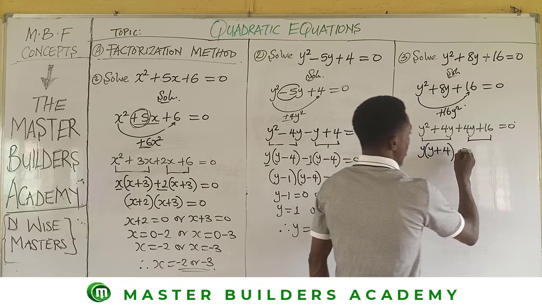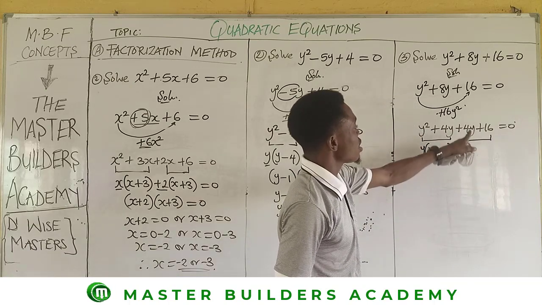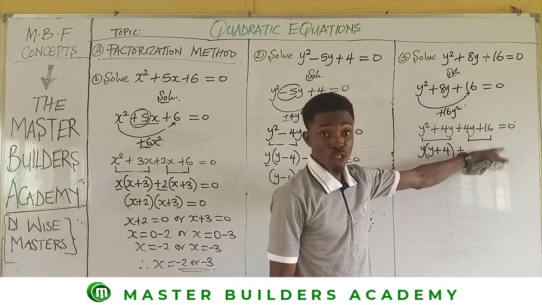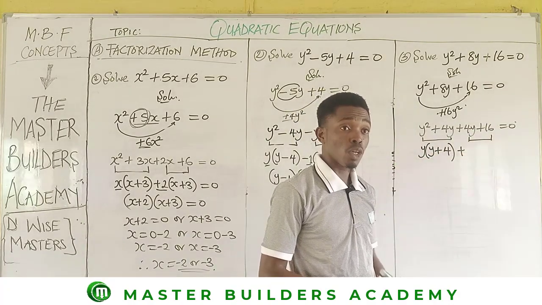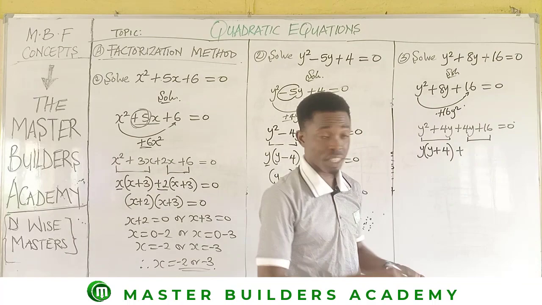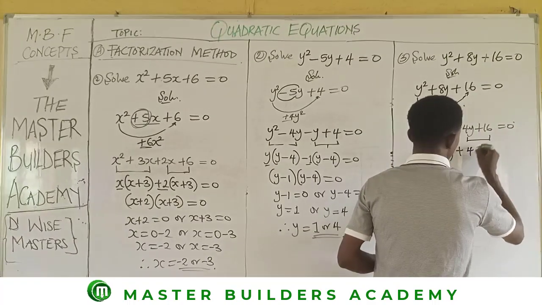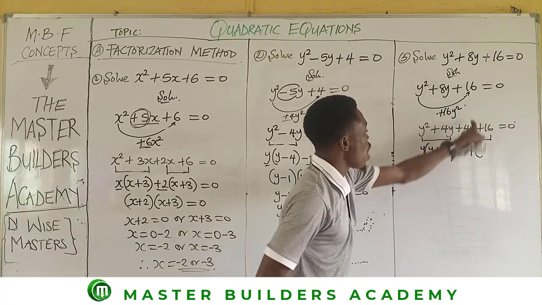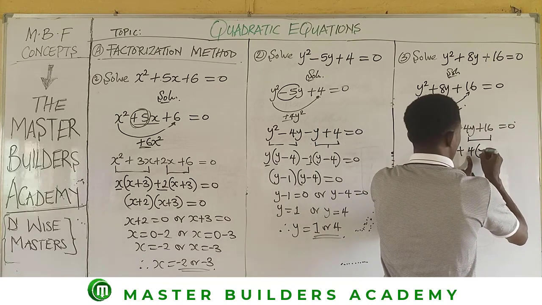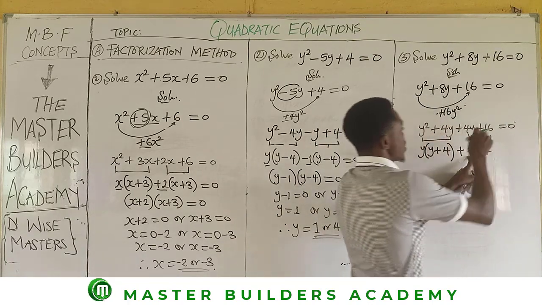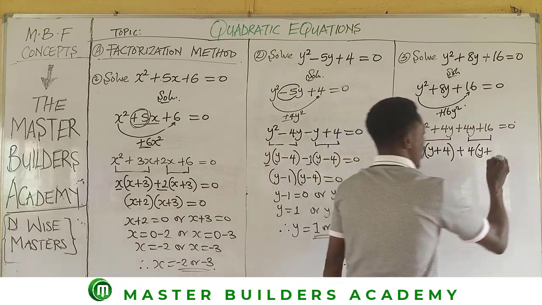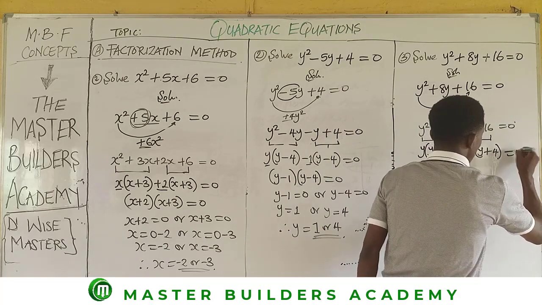Y cancels y. Then plus this middle. Now this is 4y and this is 16. Y is not common. But what is common there is 4, because 4 is a factor of 16. Therefore, we put down 4. Open a bracket. Now 4y divided by 4, we will be left with y. Then plus 16 divided by 4, we will have this to be 4, equal to 0.